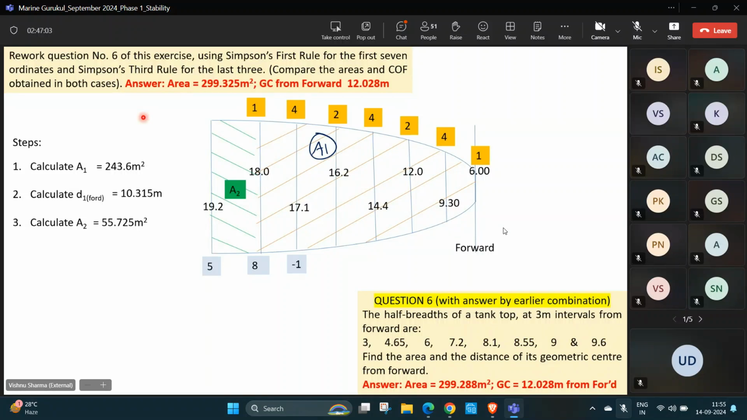Bolo. Sir, forward से 18.9892. अभी देख लेते हैं. याद आ गया, बेटा, सर, मुझे. A2 आ गया. A2 आ गया.